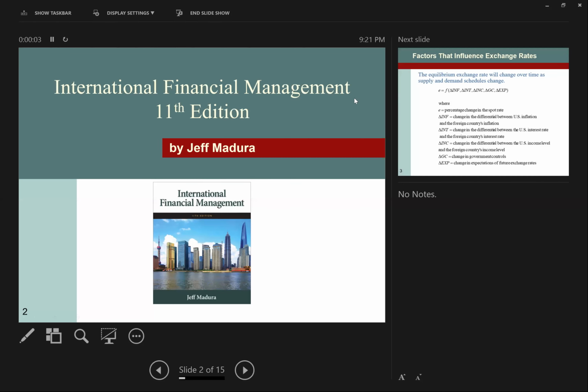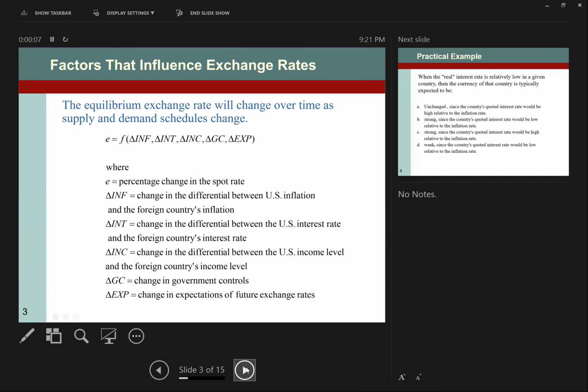We have covered chapter 4, which is exchange rate determination. The factors that influence the exchange rate: number one was inflation, which is a relative change. Then the relative interest rates, then relative income, and then change in government controls. And the last one was change in expectations.